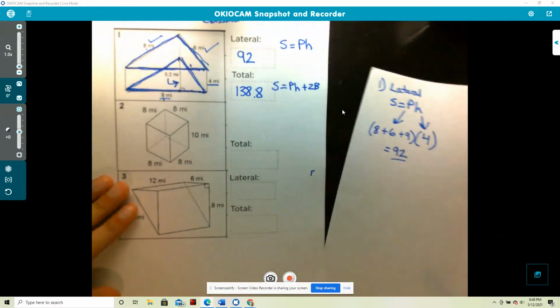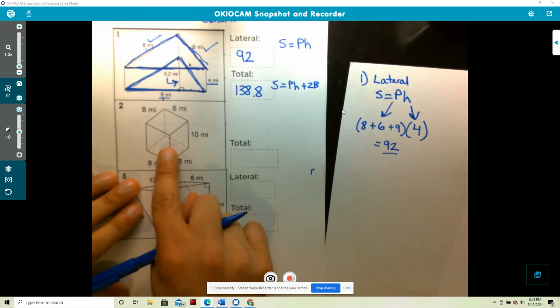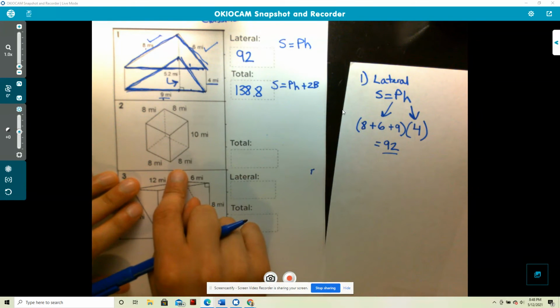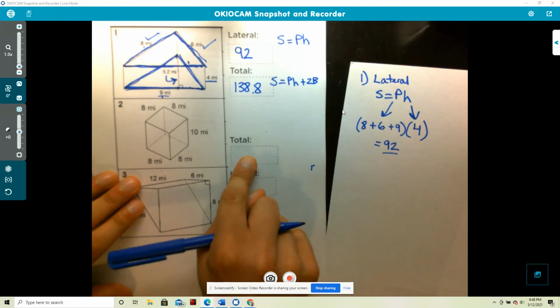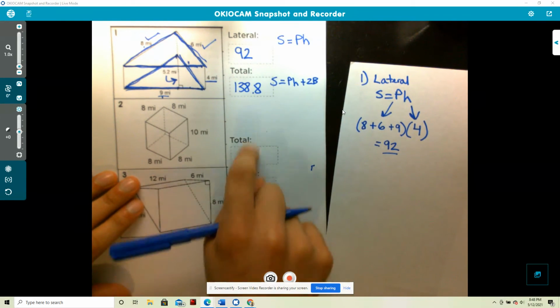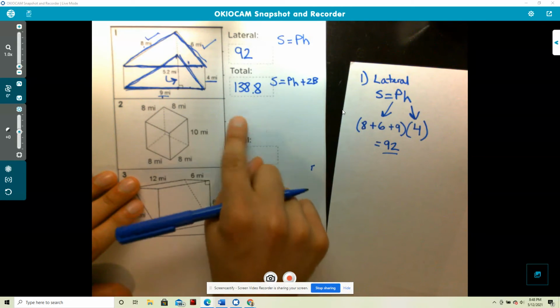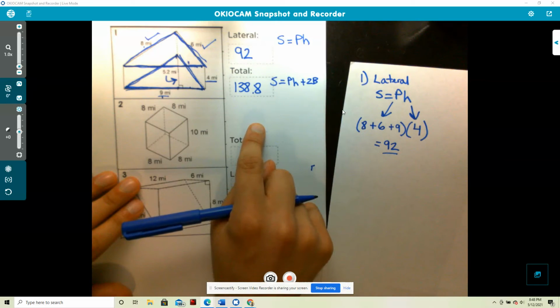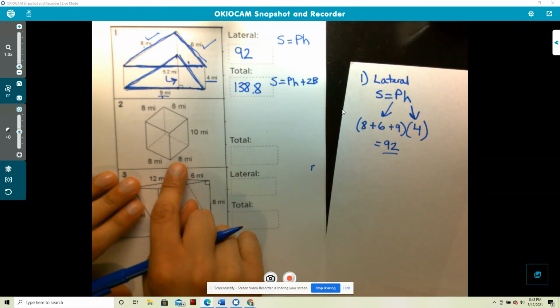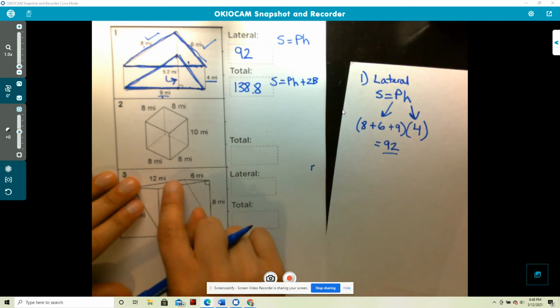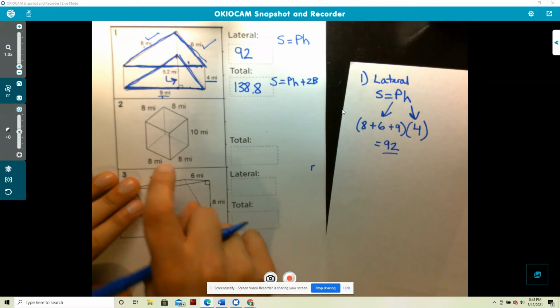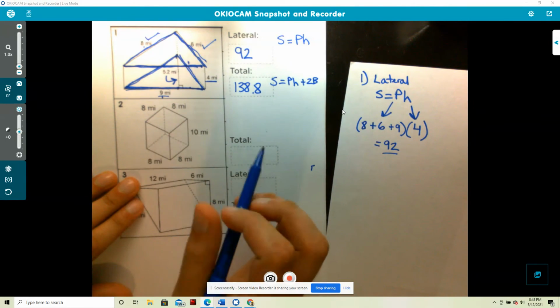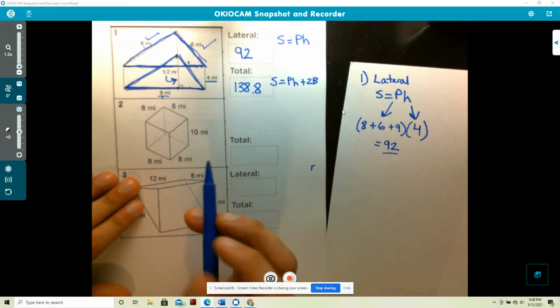All right, one thing I did want to go over real quickly is a rectangular prism. Notice that you only have to find the total. Technically you do have to find the lateral, but you're not just finding the lateral because the bases aren't identified for you. So whenever you're finding the total, you have to identify your own bases. And it doesn't matter which two bases you use, just as long as they're opposite from each other.